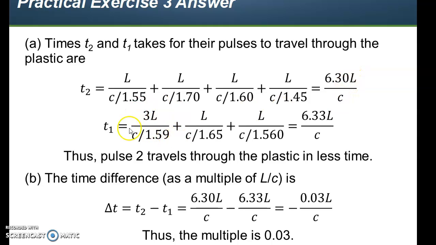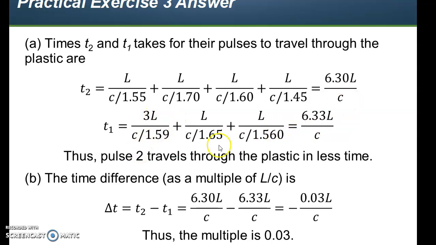For T1, this is where there's a big difference. First of all, it's 2L up here, right? 2L divided by this number right here, and L divided by C times, and so this would be L times 1.65. This would be L times 1.56 divided by C. So the number that I have here is 6.39. If you actually had the 3 times this instead, it would have been well over 7.